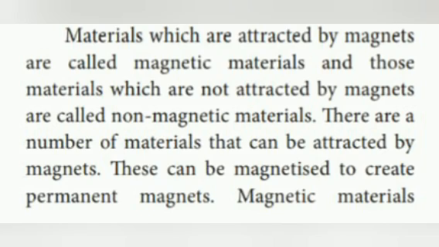There are a number of materials that can be attracted by magnets. These can be magnetized to create permanent magnets. Magnetic materials can be categorized as magnetically hard or magnetically soft materials. Magnetically soft materials are easily magnetized. Magnetically hard materials can also be magnetized, but they require a strong magnetic field to be magnetized. It is because materials have different magnetic structures and they behave differently when they are placed in a magnetic field.